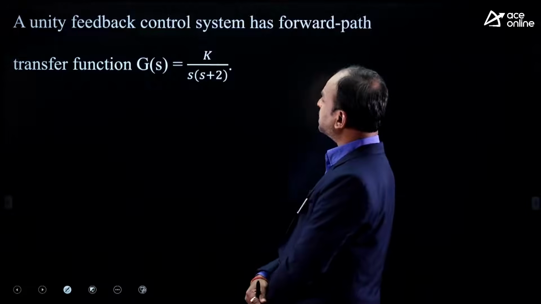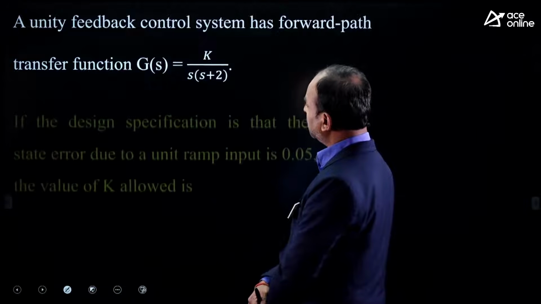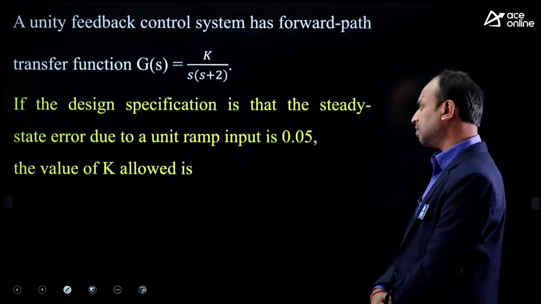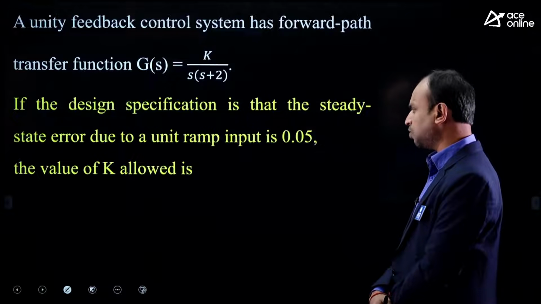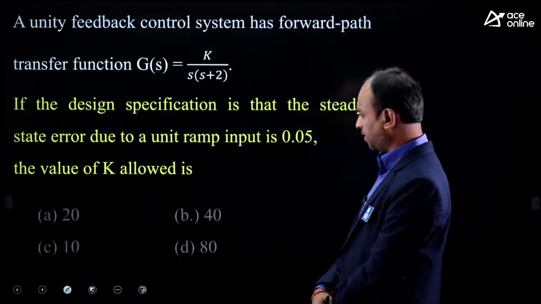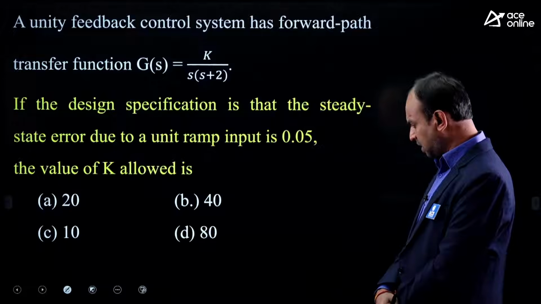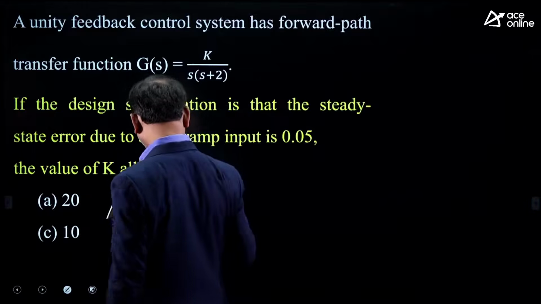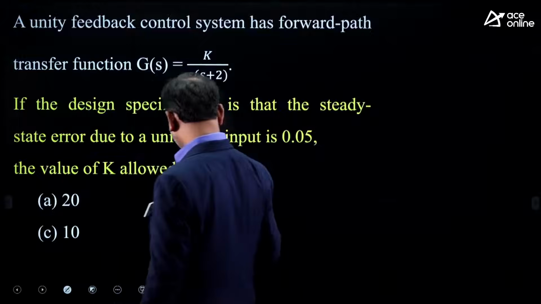Unity feedback system means H of S is 1. This is given. The design specification is that the steady state error for unit ramp input is 0.05. Then we have to find the value of K. These are the options here.